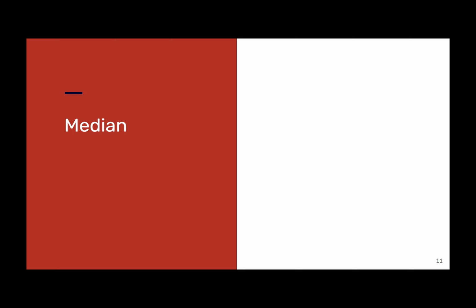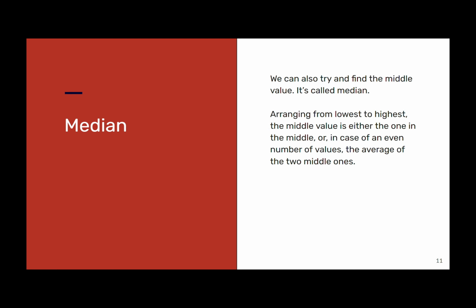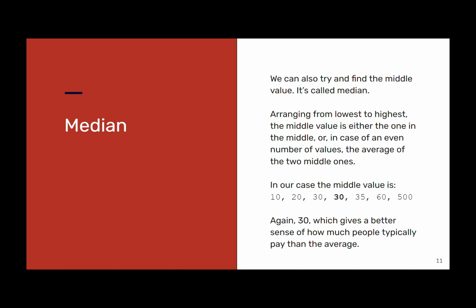Median is the last thing that we're going to look into. We can also try and find the middle value. It's called median. Arranging from lowest to highest, the middle value is either the one in the middle or, in case of an even number of values, the average of the 2 middle ones. In our case, the middle value is 30 because we look at 10, 20, 30, 30, 35, 60, and 500, which are already from the lowest to the highest and are an odd number, meaning the first 3 and the last 3 leave 30 in the middle. Again, 30 gives a better sense of how much people typically pay than the average.